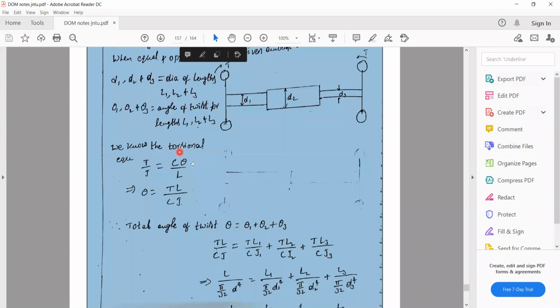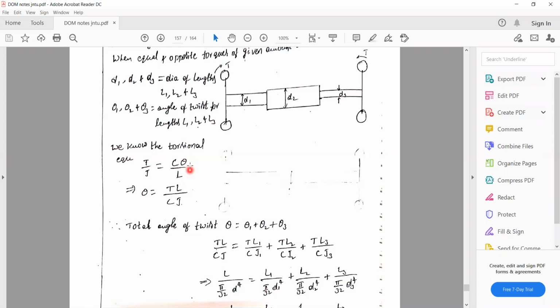The torsional equation is T by J equals C theta by L, that is, theta equals TL by CJ. Therefore, we have to find the total angle of twist. So theta equals theta 1 plus theta 2 plus theta 3. Theta means TL by CJ, and similarly we write TL1 by CJ1 plus TL2 by CJ2 plus TL3 by CJ3.